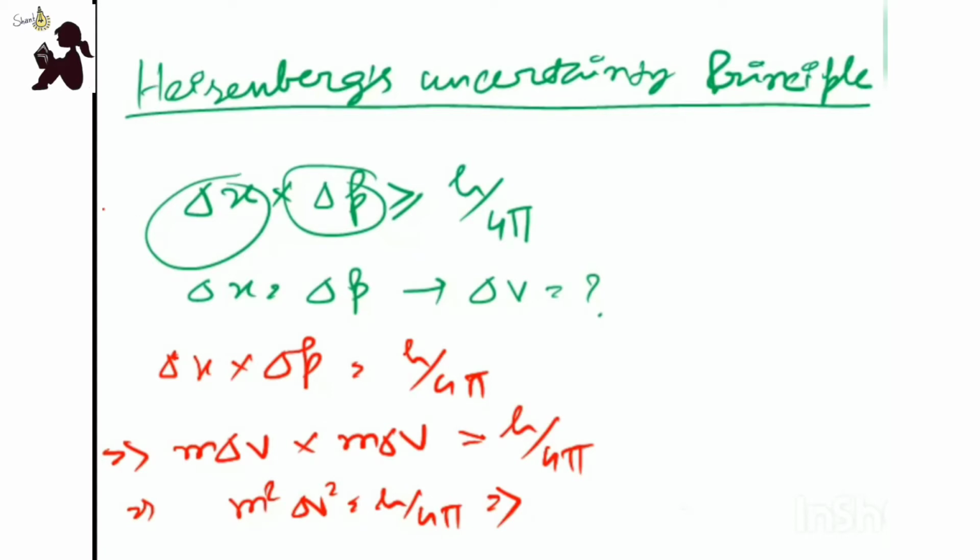So what this comes, this comes root over of h by pi into 1 by 2m.